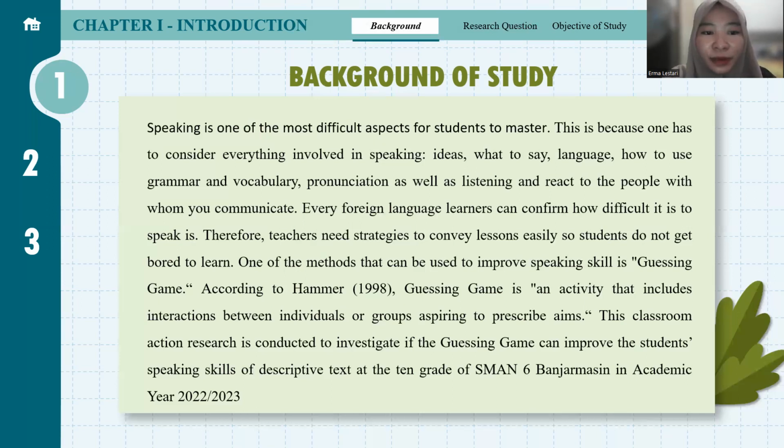So based on the curriculum in the teaching speaking of 10th grade of SMA Negeri 6 Banjarmasin, there are some text types that should be mastered by the senior high school students. One of them is the descriptive text. But in reality, there are still many students who have not mastered descriptive text. Students still are confused about how to describe something and their vocabulary is low. So they have trouble in choosing the vocabulary.